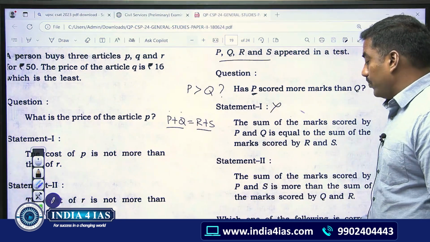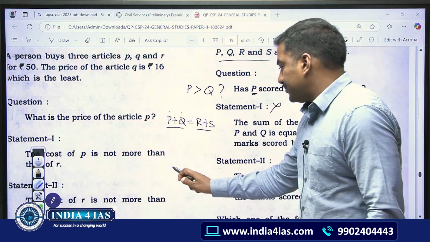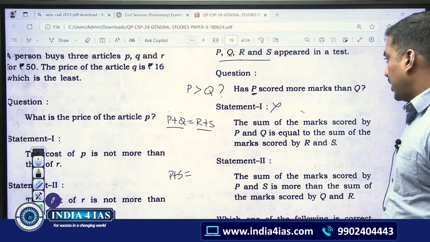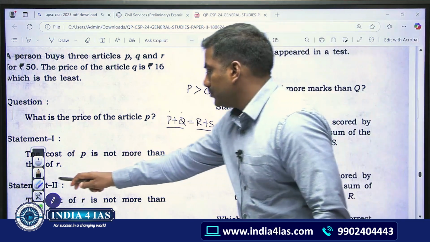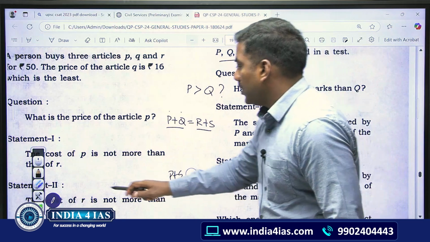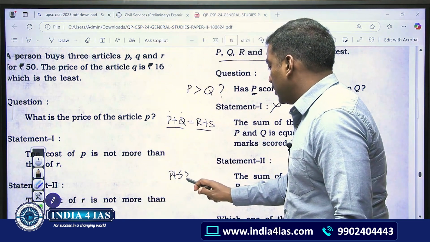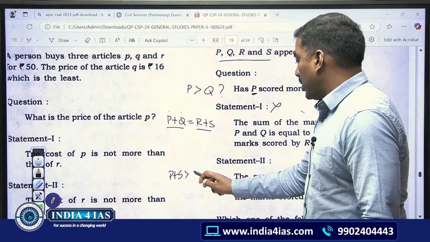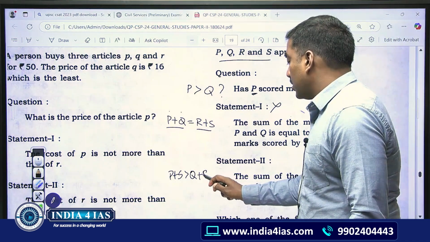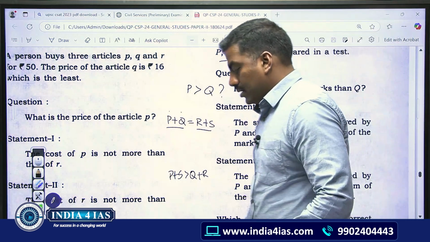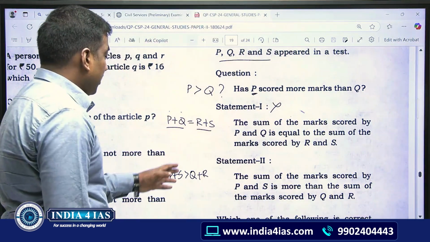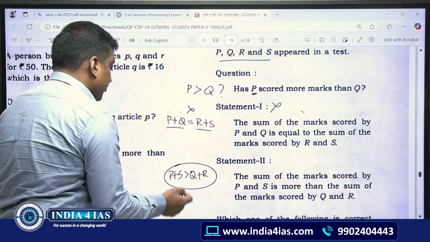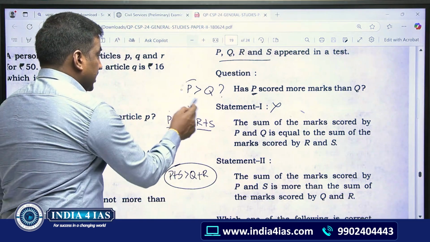Looking at statement 2, the sum of the marks scored by P and S is more than the marks scored by Q and R. Then can we conclude anything by this one? Don't think of statement 1 now. Don't get influenced. Only think of this. Can you answer P is greater than Q?